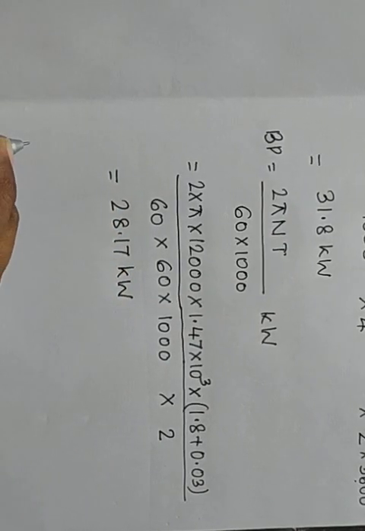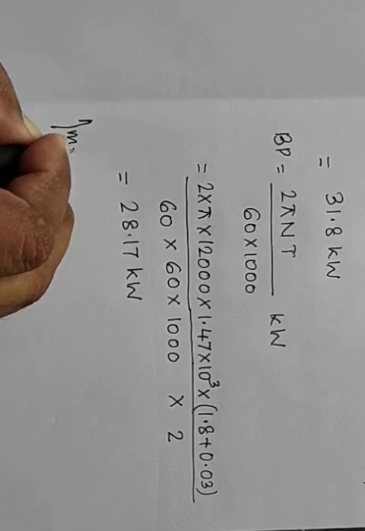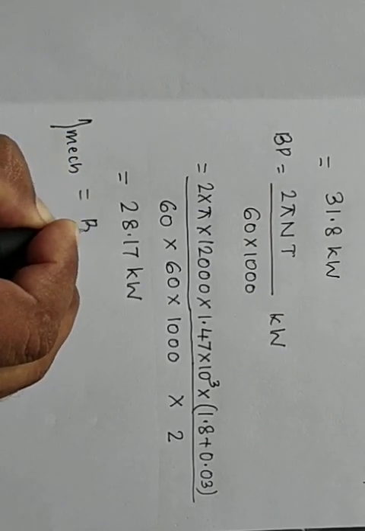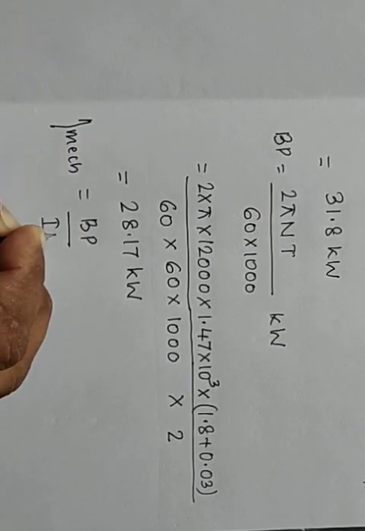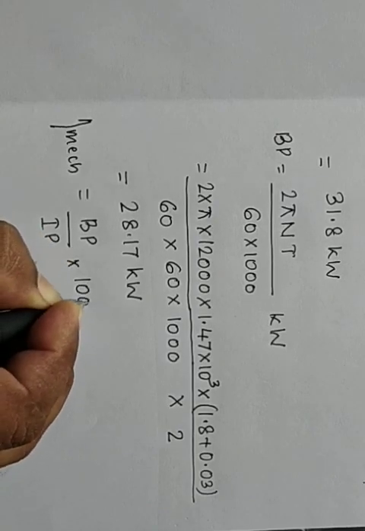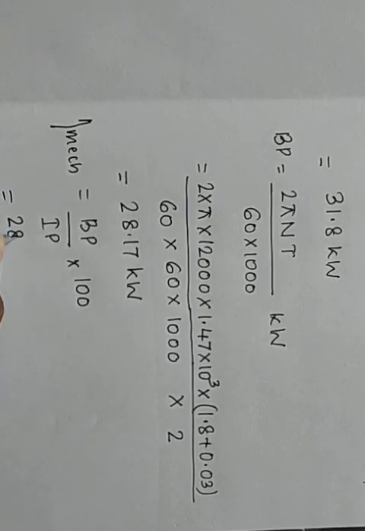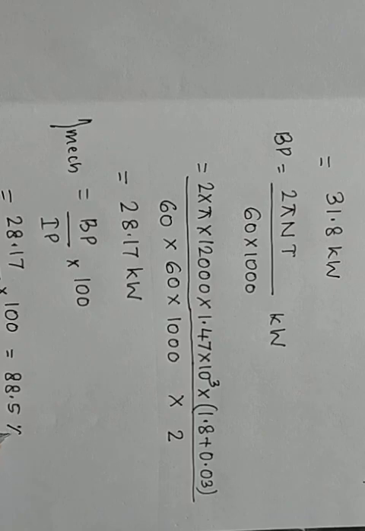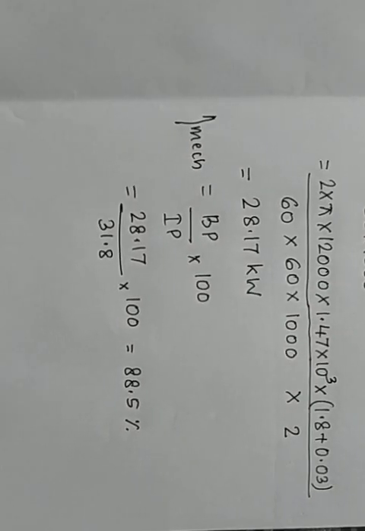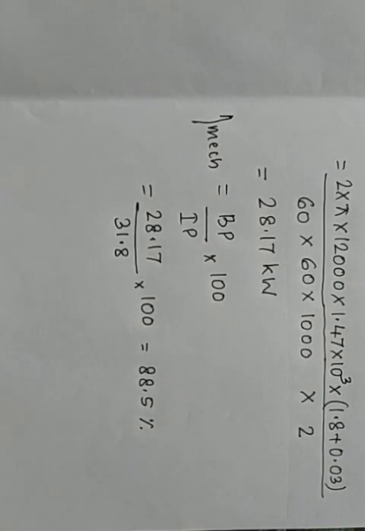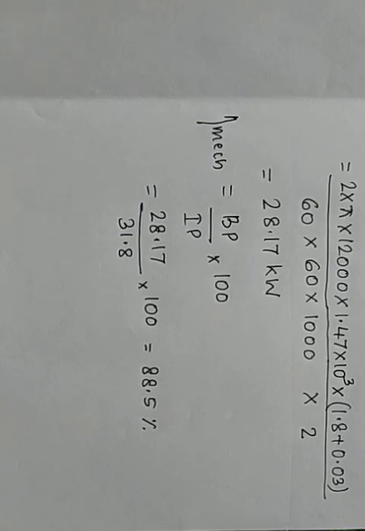Then find out mechanical efficiency. Eta mech will be equal to BP divided by IP into 100. So BP is 28.17, IP is 31.8, so into 100. So you'll get the mechanical efficiency as 88.5%.